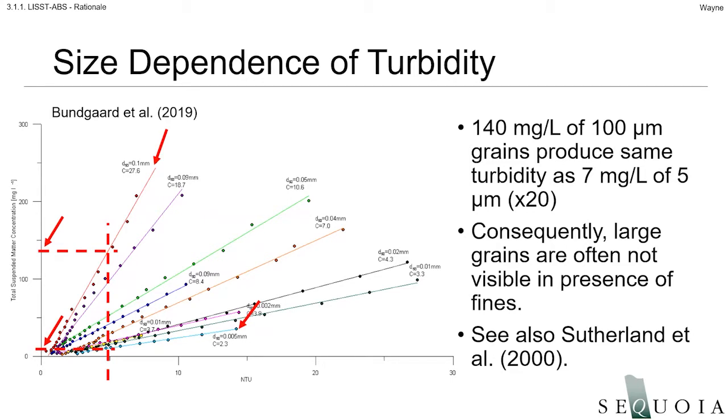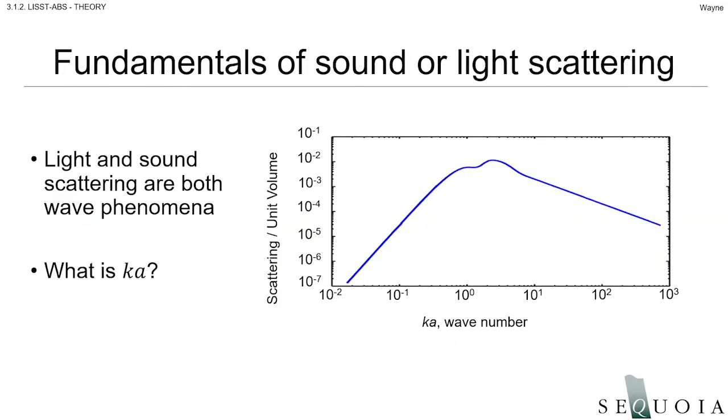And the LISST-ABS really was designed to deal with this issue. To explain how the ABS addresses that, how the ABS works, and why it's fundamentally different in capability compared to a turbidity sensor, we really need to look at some of the basic physics behind how sound and light scatter off particles. In this figure, on the y-axis, what we have is scattering, whether it's optical or acoustic, the scattering intensity per unit volume of particles. So think of that like scattering intensity per mass.